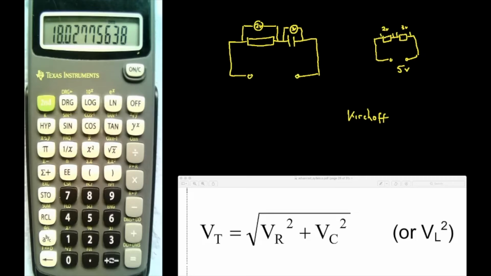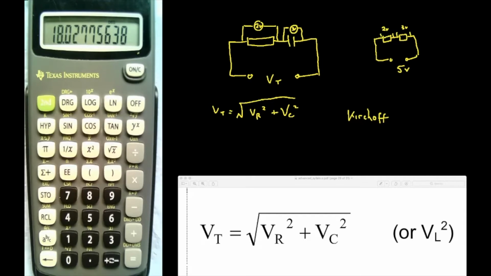I have to say that Vt is equal to the square root of Vr squared, voltage on the resistor squared, plus the voltage on the capacitor squared, and that should go right across the top. Now I won't do it again because in the formula sheet it says they're all VL squared, so I could equally well replace that with an inductor, and the story is the same.